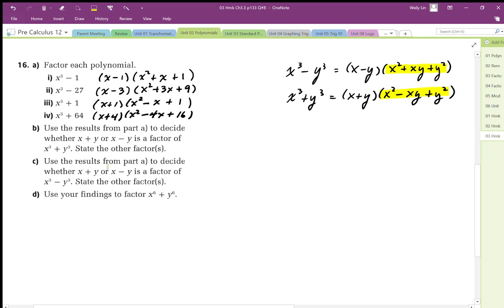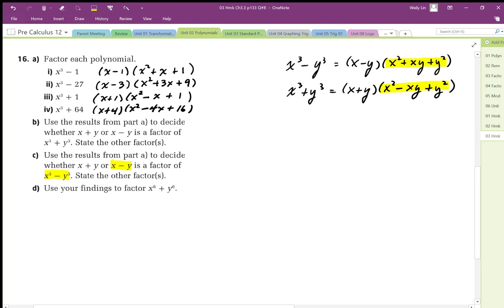So part C says use the result from part A to decide whether x plus y or x minus y is a factor of x cubed minus y cubed. Well, we can see from the patterning that if it's minus, we have minus. If it's plus, we have plus. So here we can decide that x minus y will be a factor of x cubed minus y cubed. So it's good. We can break this down and come up with these answers to these questions, but really I think it's very useful to know how to factor a sum and difference of cubes, because there are formulas for that.